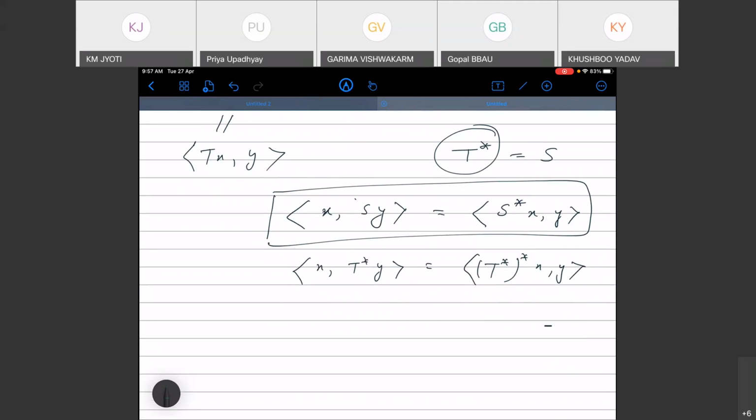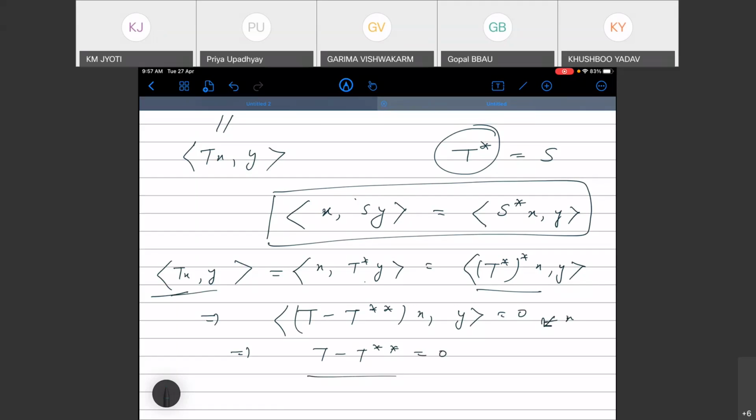Okay, but by definition this is T x comma y. So from this and this, t minus t star equal to 0. This is because these are true for all x in H1, y in H2. Any doubt?